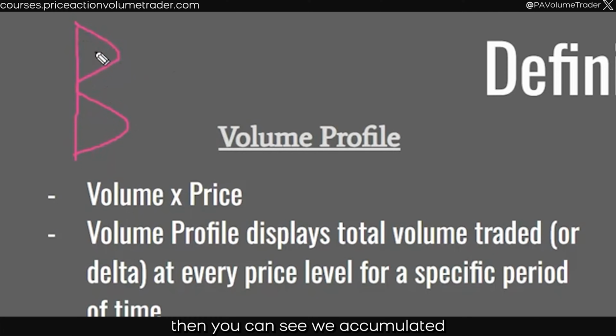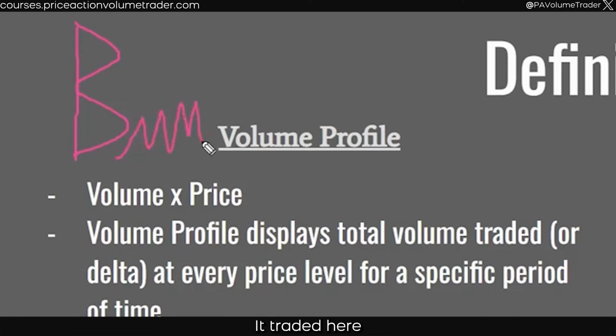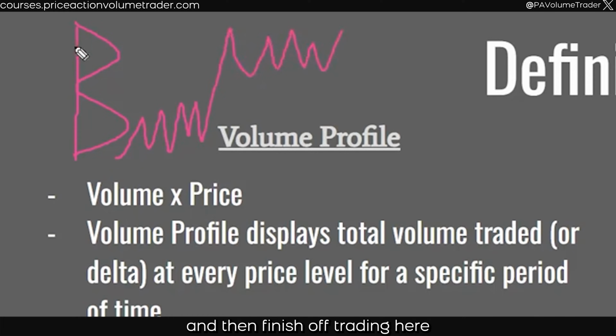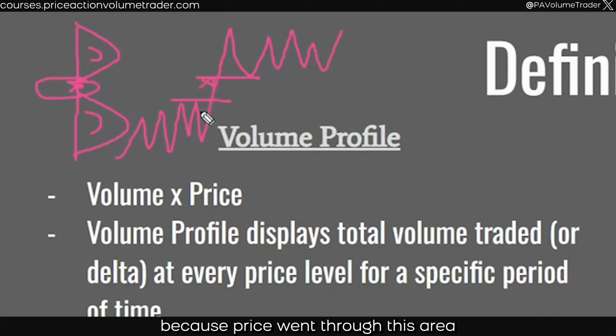Then you can see we accumulated probably market, let's say, opened here, it traded here, then we had an impulsive move, and then finish off trading here. So we build up 2 high volume nodes right here on these consolidations, and then these areas where volume was very low right here, this is our low volume nodes, because price went through this area so quickly that there was not a lot of accumulated volumes.